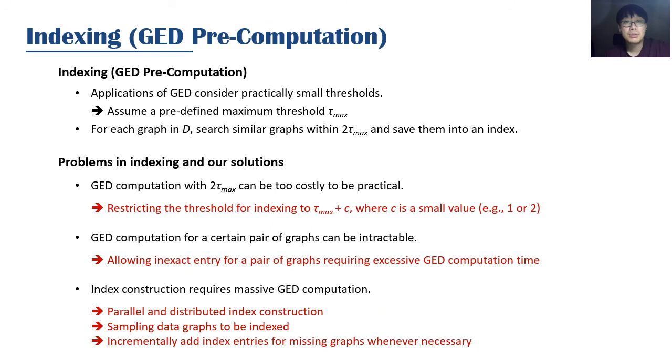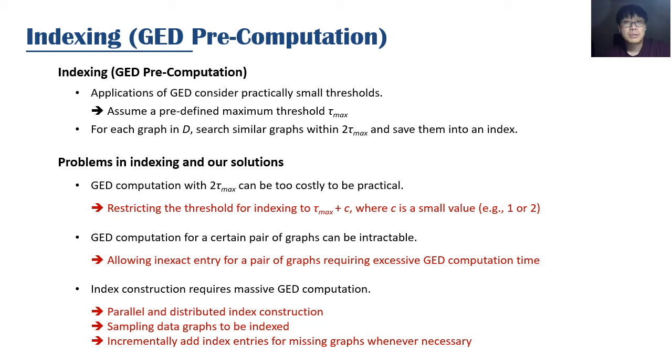Now I briefly introduce how we build an index containing pairwise GEDs of data graphs. To build an index that stores pairwise GEDs, we assume a predefined maximum threshold tau max. It is reasonable to limit the maximum threshold because GED is very sensitive to small differences between graphs, and applications consider only practically small thresholds. If a large threshold is required, we can use a coarse-grained similarity measure instead of GED.